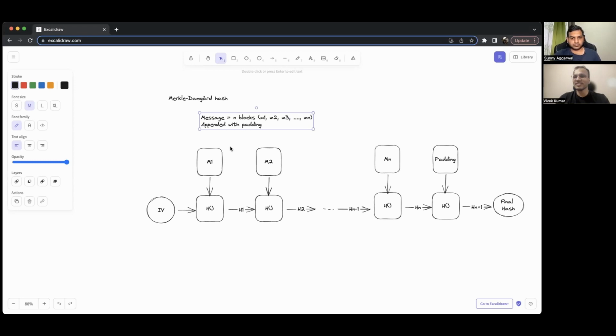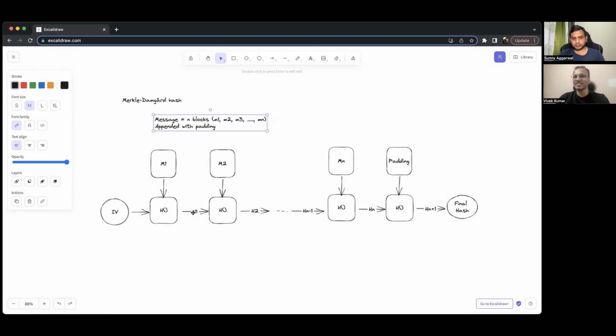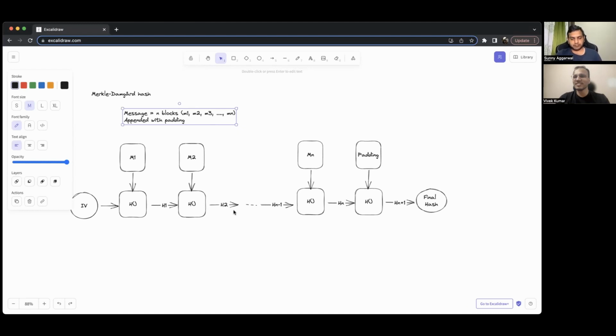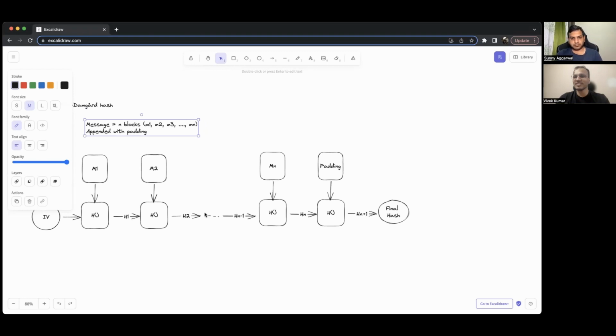Now, the way it works is that an IV is passed on to the hash function, which is an internal hash function, and the first block of the message is passed on to it, and it generates a hash, which we are naming H1. That H1 is again passed to the internal hashing function with the M2 message block, which generates the next hash, and so on and so forth.